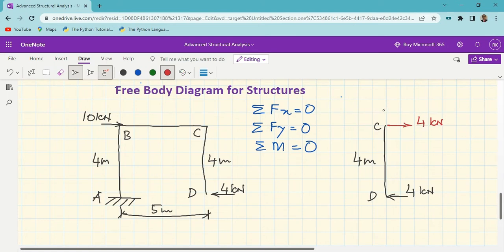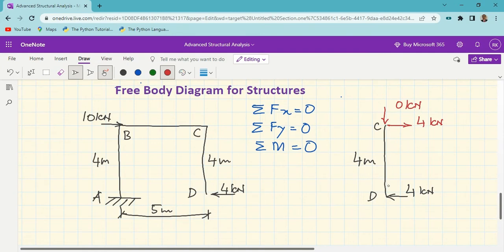The second is summation of forces in y direction. There is no acting force at D in y direction, so there is no question of balancing the force at C, but still I will write y direction I need to balance 0 kilonewton because y direction is already balanced.